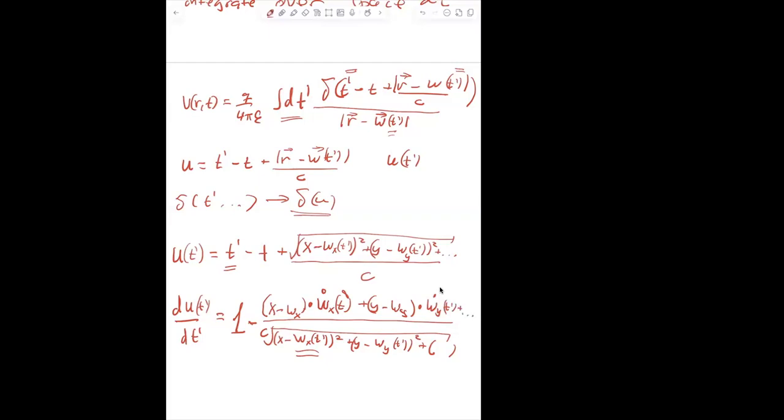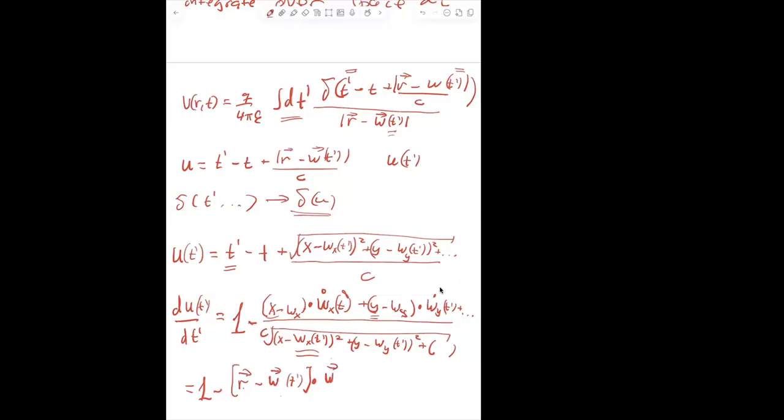So now you see that this is equal to 1 minus, we can write it in a different way, r. The r comes from this x, from this y, and from this z. R minus omega t prime. You see, x minus wx gives you this, y minus wy gives you this. It's the same.